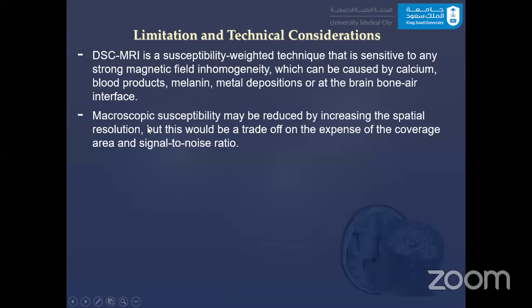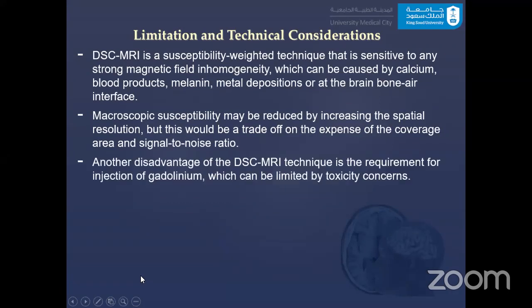Macroscopic susceptibility may also be reduced by increasing the spatial resolution, but that will increase the scanning time, or you have to reduce the number of locations or volume that you need to cover, and also the signal to noise ratio. Another disadvantage of this dynamic susceptibility technique is the requirement for injection of gadolinium, which maybe the next speaker can talk to us about.